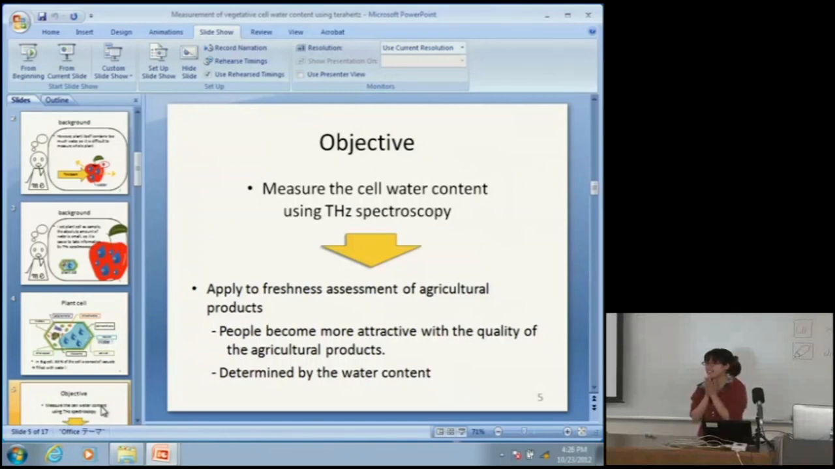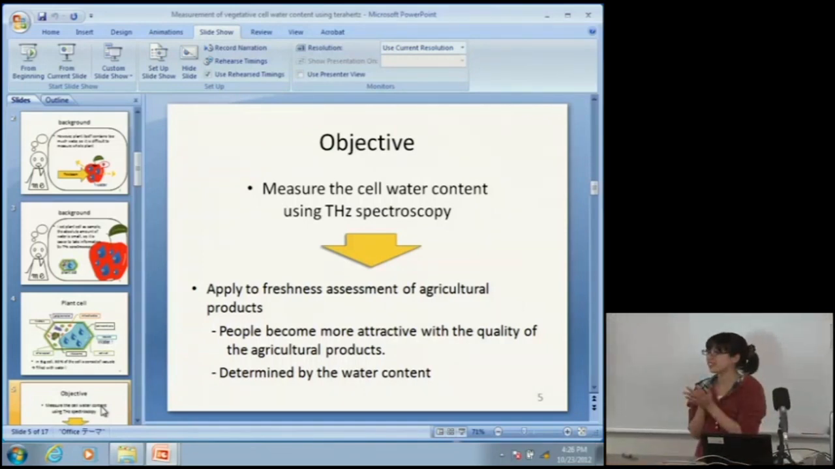I only measured the onion tissue, so maybe the contents of the vacuole are the same, but when I start to measure other cells, I think there will be a difference caused by the contents. Thank you.